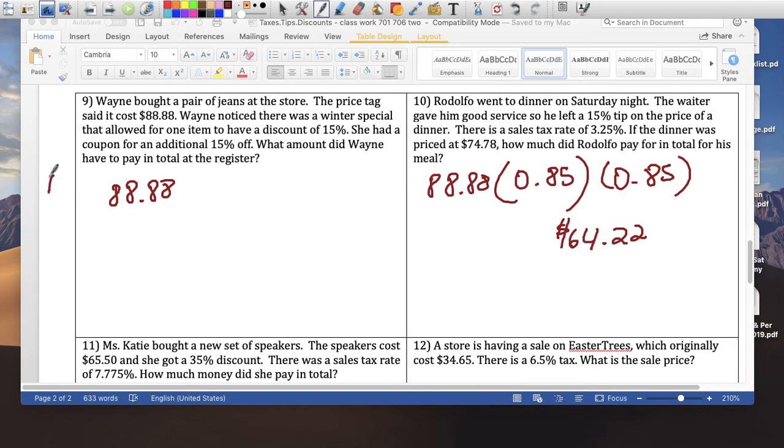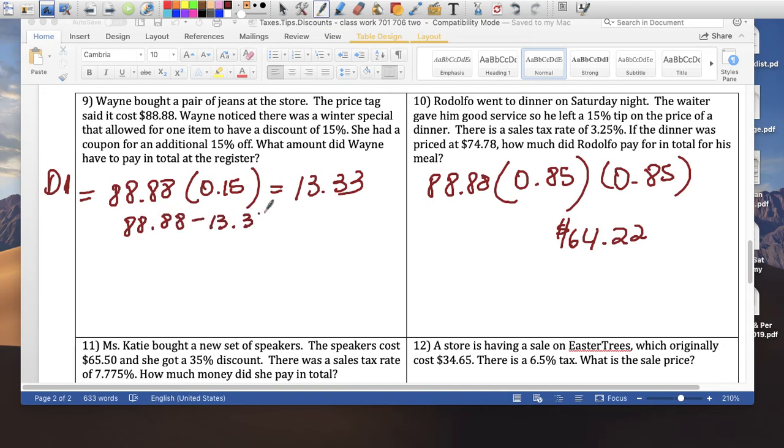Let's see if that's true. So let's go for discount 1. Discount 1 is 88.88 times 0.15. And if you do that, it means that our discount was $13.33. Let's subtract, right? 88.88 minus 13.33. Let's see what our price after our first discount would be. And you would get that it's going to be $75.55 after our first discount.